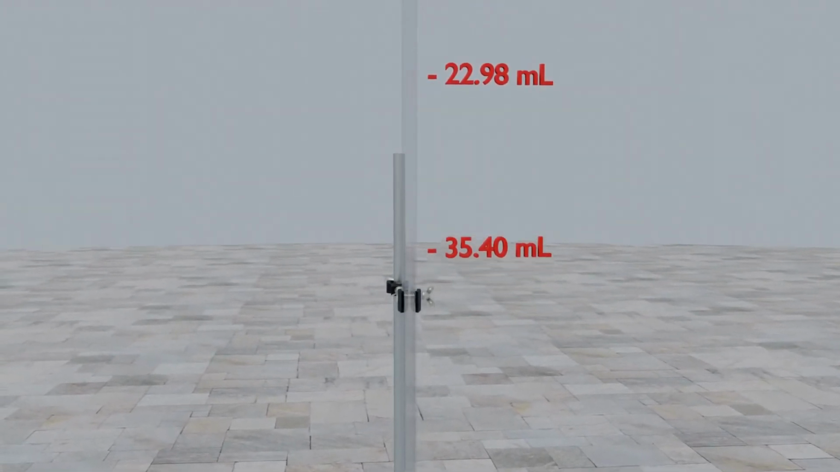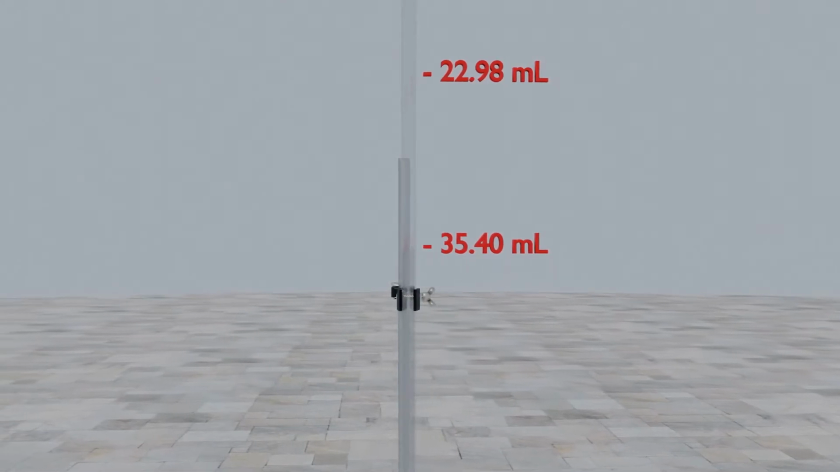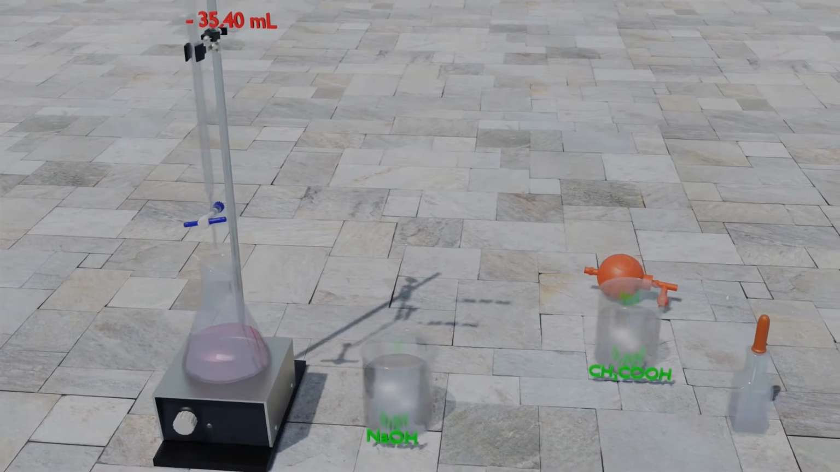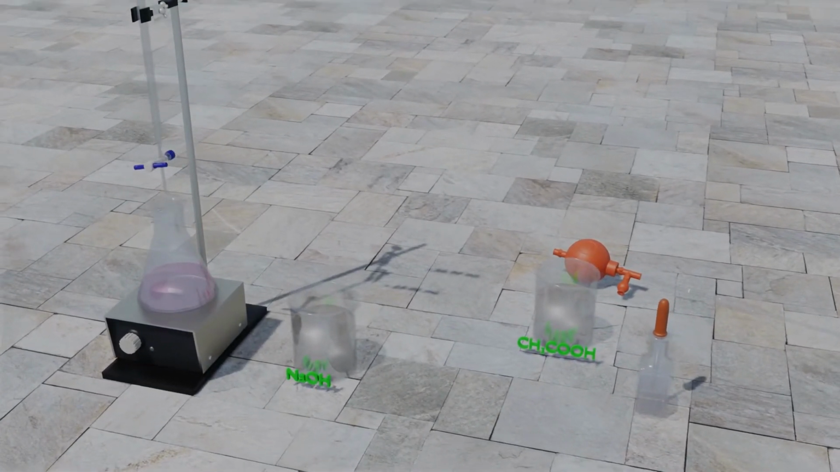The pH of the transition point only depends on the chemical nature of the indicator and is independent of the equivalence point. Likewise, the pH at the equivalence point is only dependent on the chemical nature of the reacting species and not the transition point.